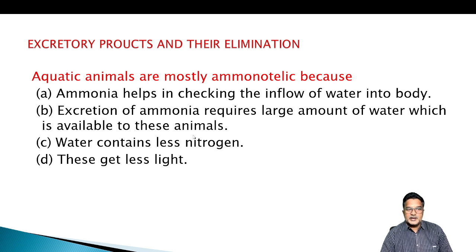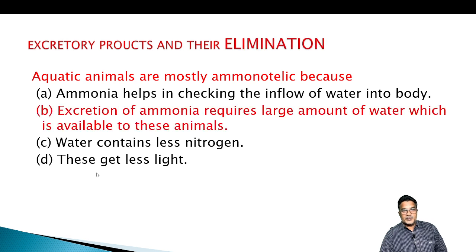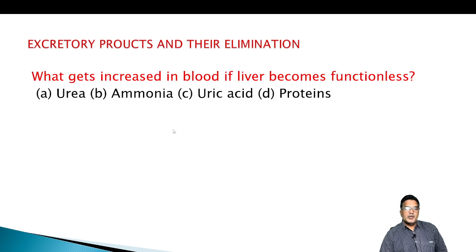Actually, ammonia is a highly toxic waste material. It needs more amount of water for dilution. In that way, we can say excretion of ammonia definitely requires a large quantity of water. That is possible only for the aquatic animal, mostly freshwater animals. We have to talk about freshwater animals like bony fishes that are excreting ammonia.